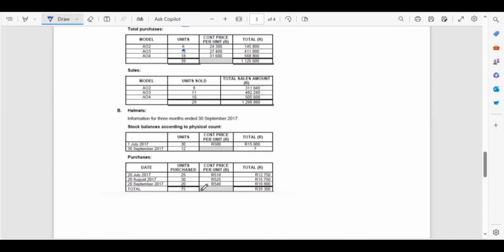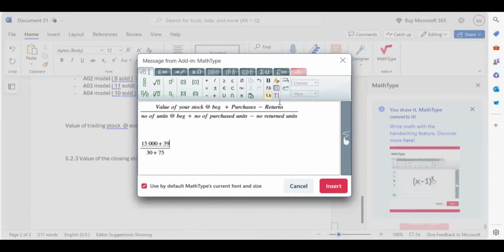So we purchased helmets, right, to the value of how much? 39,300. So plus 39,300.